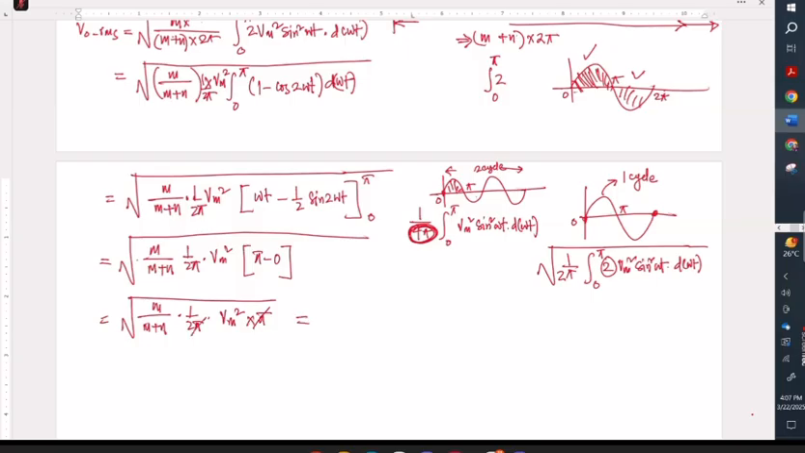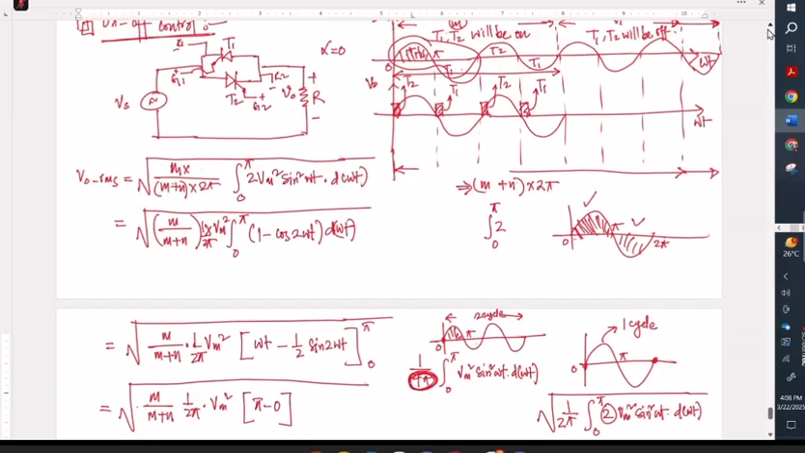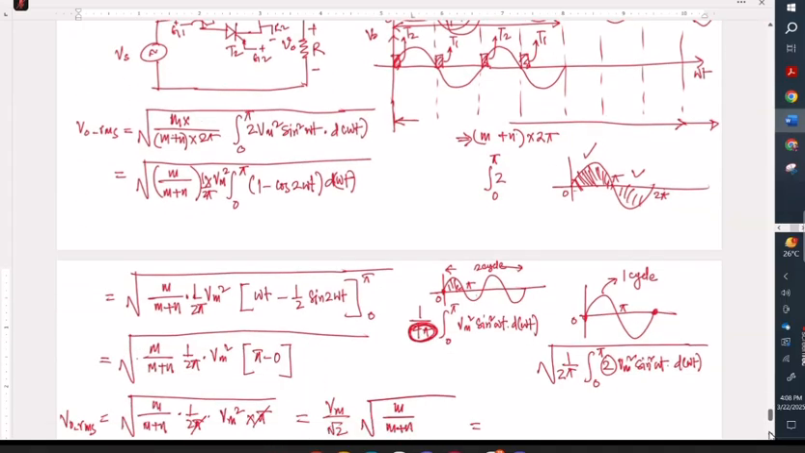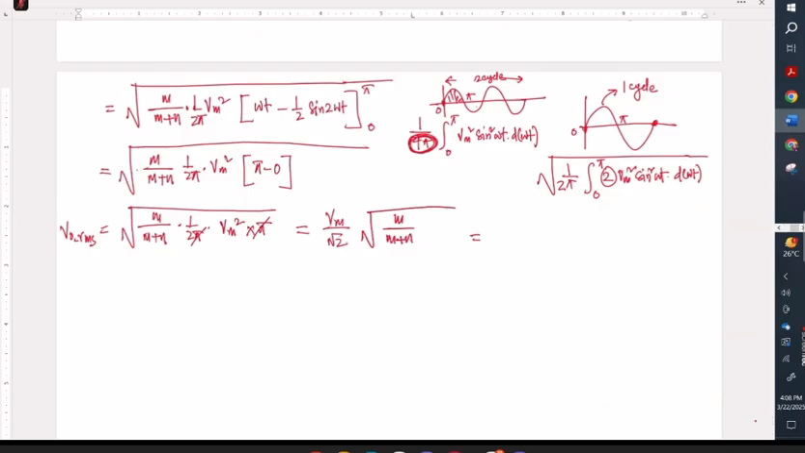So if I take Vm over 2 out, it should be Vm over root 2, and then you have m plus n. What is Vm over root 2? That is the RMS value of the input waveform, right? Yes. So we can write it down as Vs RMS multiplied by m over m plus n.